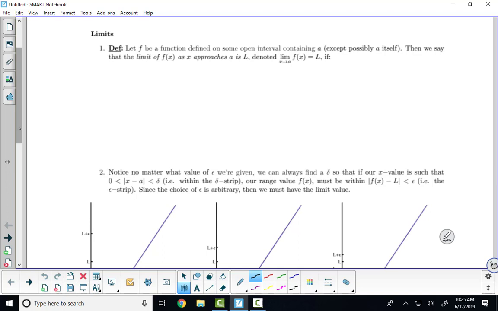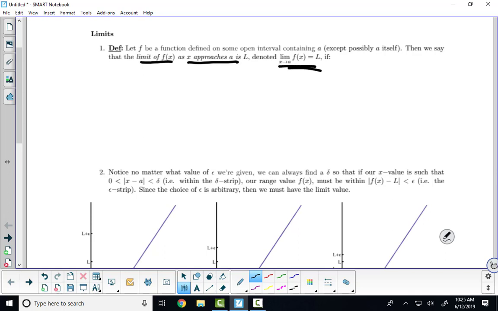So here we go. We're ready to give the formal definition of a limit. So this looks like something we've seen before. We said let f be a function defined on some open interval containing the limiting value, the place that we're going to be approaching, a. It doesn't have to be defined at a itself. In a lot of cases, functions aren't defined at the place where we're taking the limit, right? That's what we've seen. So then we say that the limit of f of x as x approaches a is L. So that's that notation.